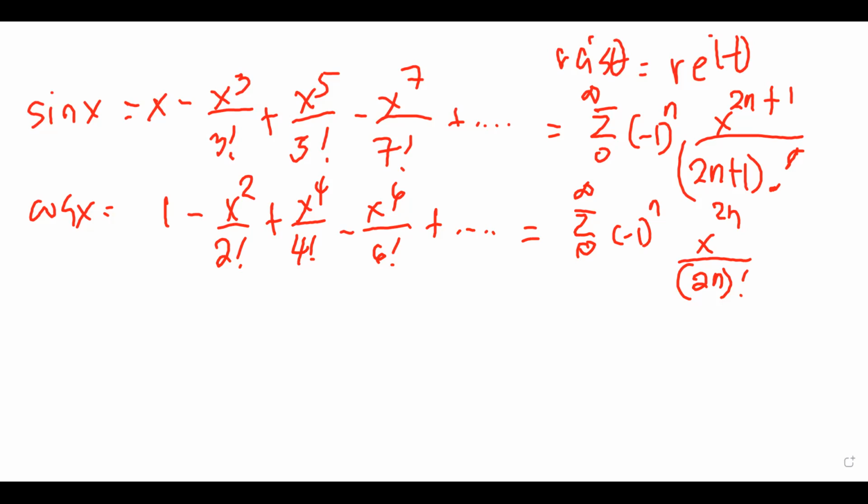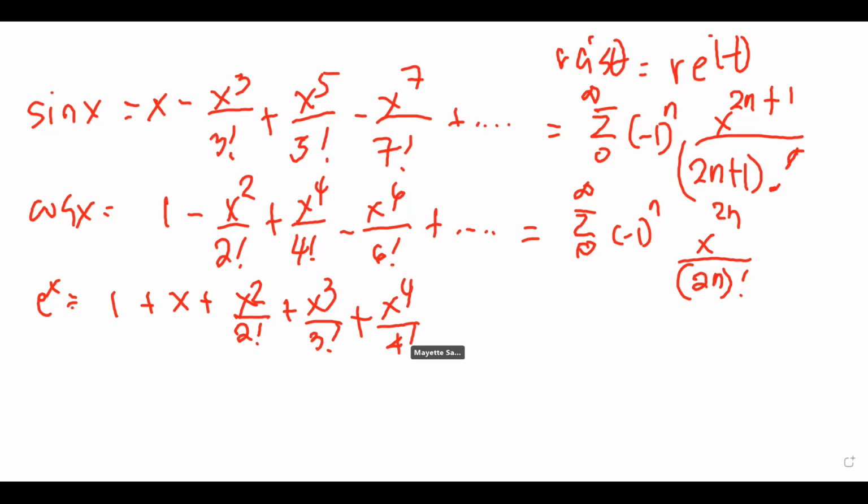Now, for e^x, the expanded form of e^x based on the Maclaurin or Taylor-Maclaurin series will be the following: 1 plus x plus x squared over 2 factorial plus x cubed over 3 factorial plus x to the fourth over 4 factorial. The shorter version of it will be the summation from 0 to infinity of x to the power of n over n factorial.